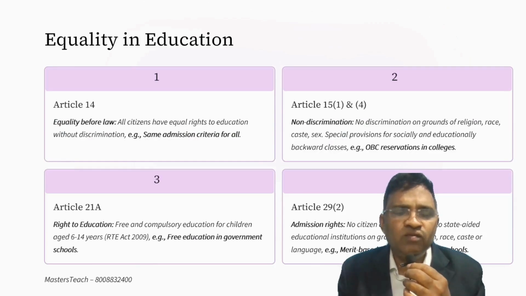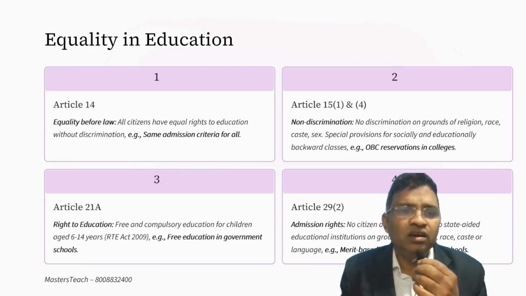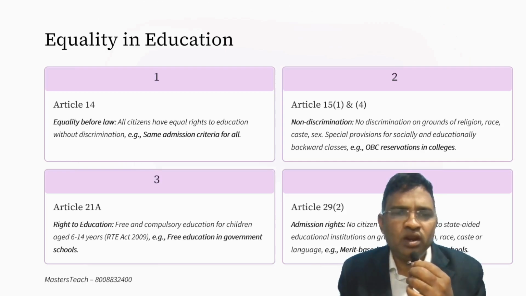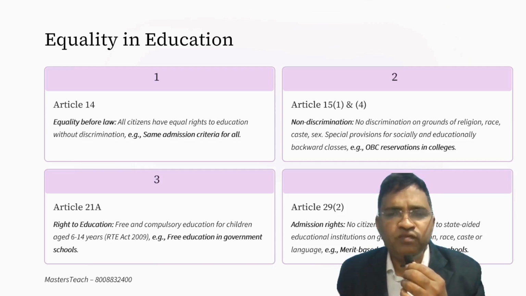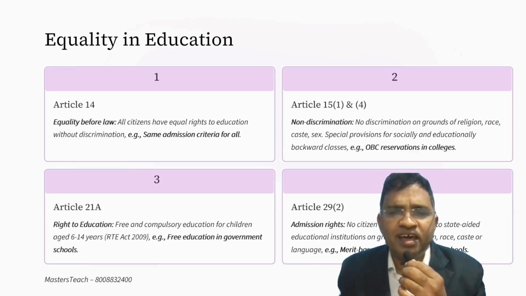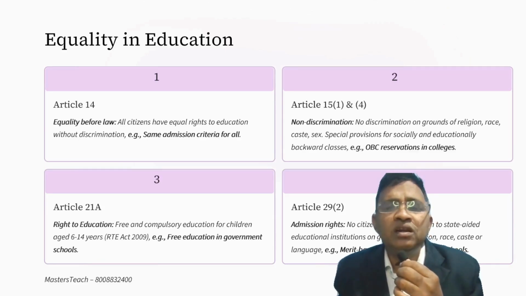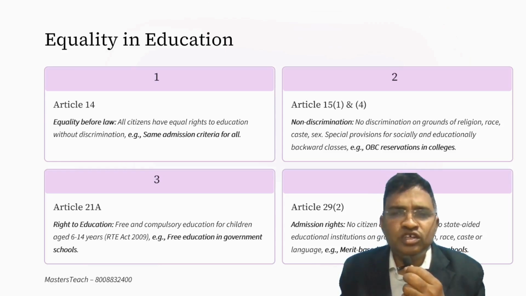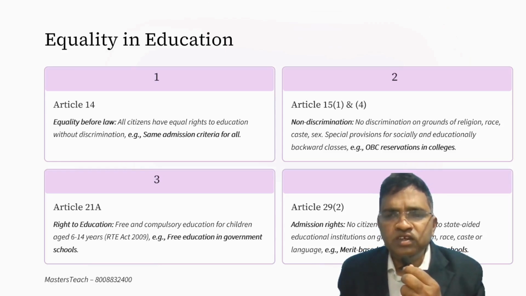Okay, so we'll see what the provisions are, what are the articles which are very important for your TET examination. So Article 14 says equality before the law. So all the citizens of India have equal rights in education without any discrimination. For example, admission criteria for all is the same. Then Article 15 subsections 1 and 4: non-discrimination. So no discrimination on the grounds of religion, race, caste or sex. Okay, so special provisions are given for the socially and educationally backward classes. For example, OBC reservation in colleges.